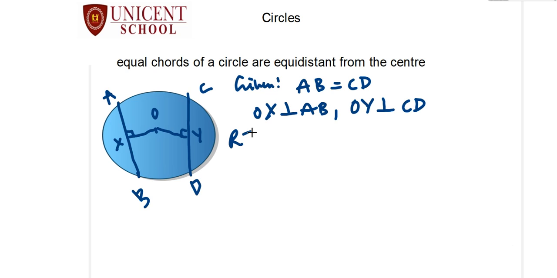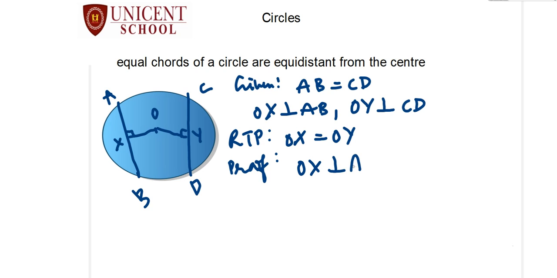And what is our RTP in this theorem? We have to prove that OX is equal to OY. To proceed for the proof, let us take the perpendiculars. OX is perpendicular to AB and OY is perpendicular to CD, as given. And we know that the perpendicular from the center to the chord bisects the chord. So based on this, we have AX is equal to BX, which is equal to AB by 2.